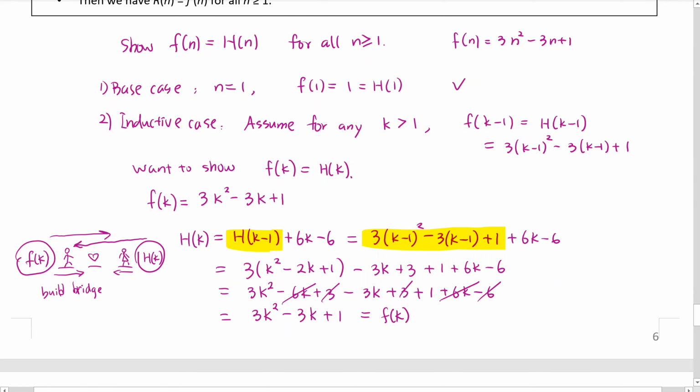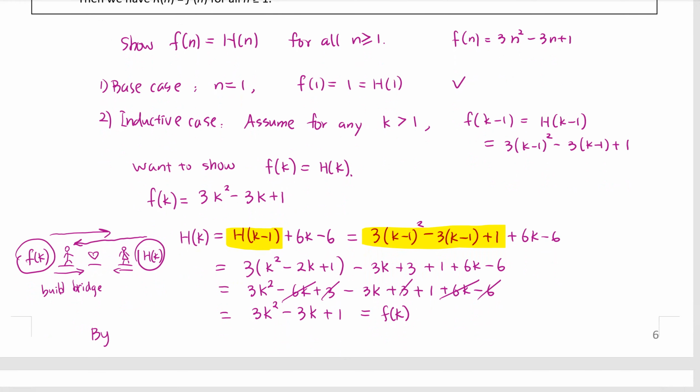So we can say bye. Oh, I ran out of space again. I hope you still have a little space. By induction, we can see Fn equals Hn for all n greater than or equal to 1. Okay, so Fn is in fact the explicit formula for the recursive formula. So far, so good, everybody. So this is math induction. So keep this in mind.